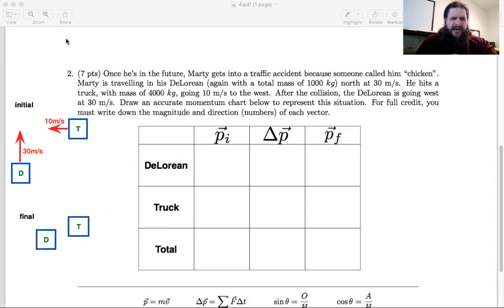So the truck is going in some direction, but we don't know how fast it's going or what direction it's going at all. Maybe it even came to a complete stop. We don't know. But I wouldn't assume that they're stuck together unless it specifically says so. But we can at least draw in the final velocity vector for the DeLorean. This car is known to be traveling at 30 meters per second to the west. And then the truck's velocity, we don't know. Presumably that's what we're actually trying to find out. We want to know how fast the truck is going and in what direction after the collision.